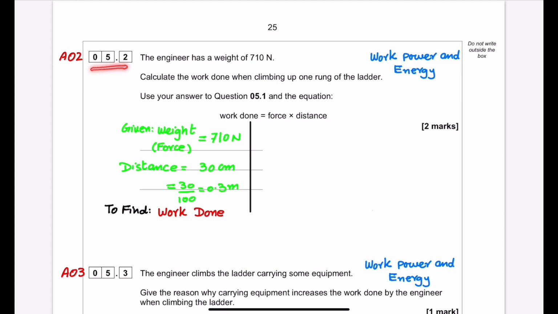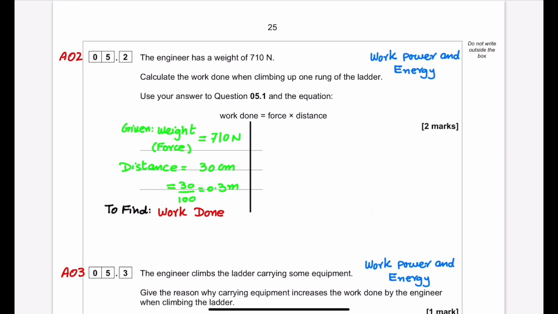5.2 is an AO2 question, and this question is from the topic of work, power and energy. The engineer has a weight of 710 newtons. Calculate the work done when climbing up one rung of the ladder. Use the formula work done is equal to force into distance. The weight of the engineer is acting as a force, and the unit is already mentioned, that is newtons. So the force is 710 newtons.